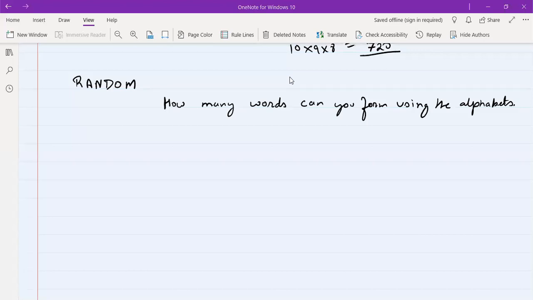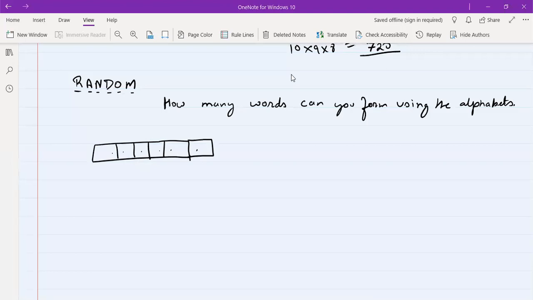Okay, guys, see, as I told you, how many alphabets do we have here? Tell me, how many alphabets? 6. So obviously the word that you can form can only be of 6 alphabets, right? Right, everyone?